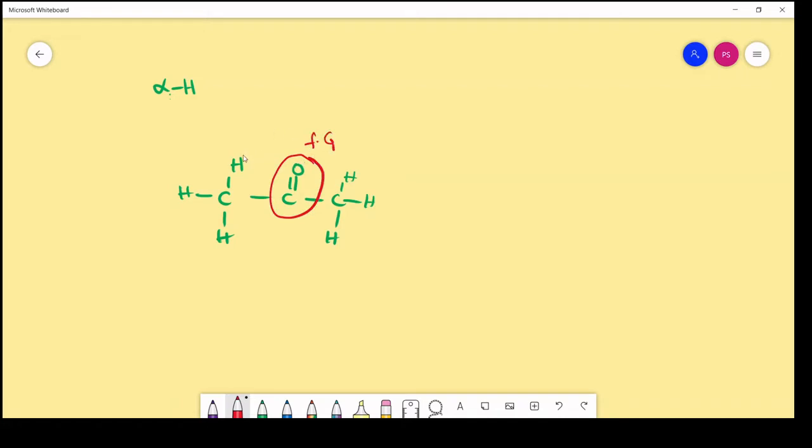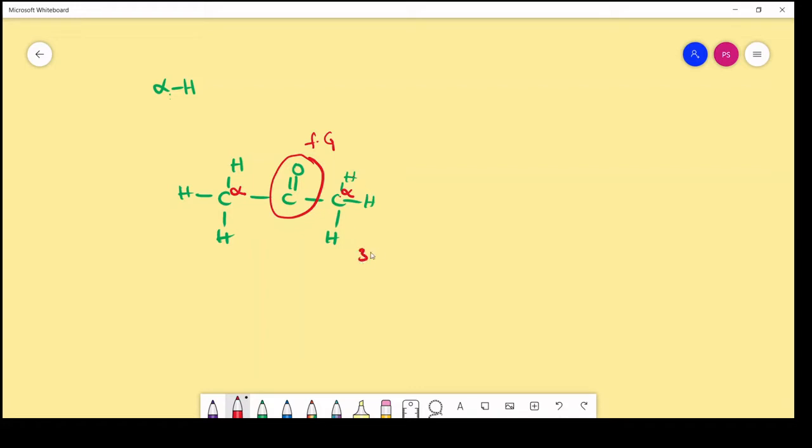Which carbon is adjacent to the functional group? This carbon is adjacent to the functional group, so we call it an alpha carbon. On the right side also, this carbon is an alpha carbon, because it is just adjacent to the functional group. These hydrogens are called alpha hydrogens because they are attached to the alpha carbon.